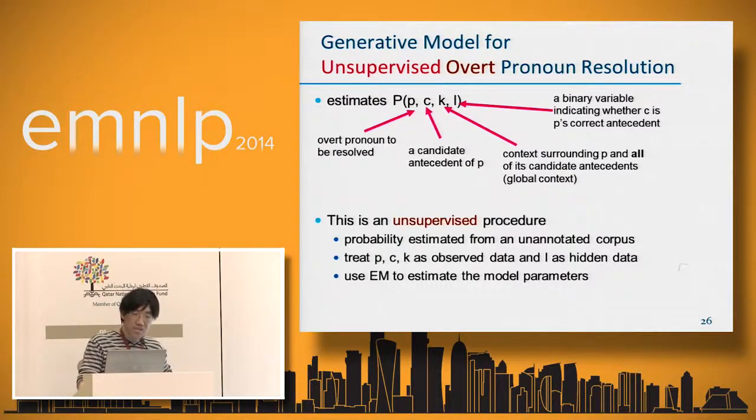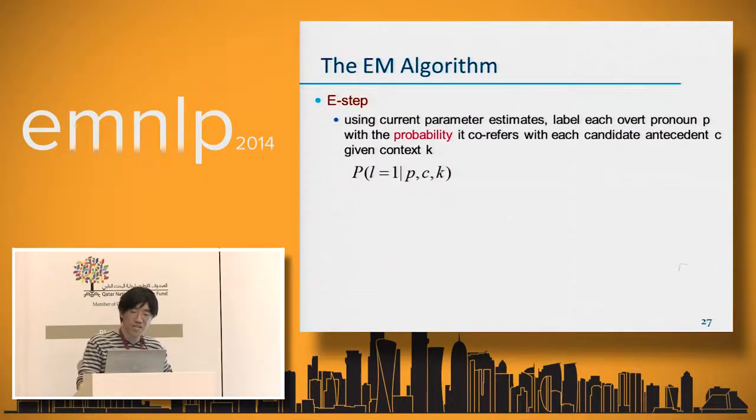And note that this is an unsupervised procedure. This probability is being estimated from an unannotated corpus. So in this case, we treat P, C, K as observed data and L as hidden data because this is a corpus without any coreference chains. And we'll use EM to estimate the model parameters. Okay, so let's take a look at how EM can be applied in this case.